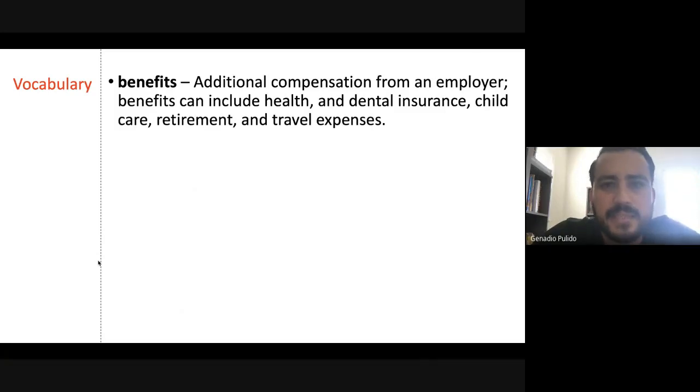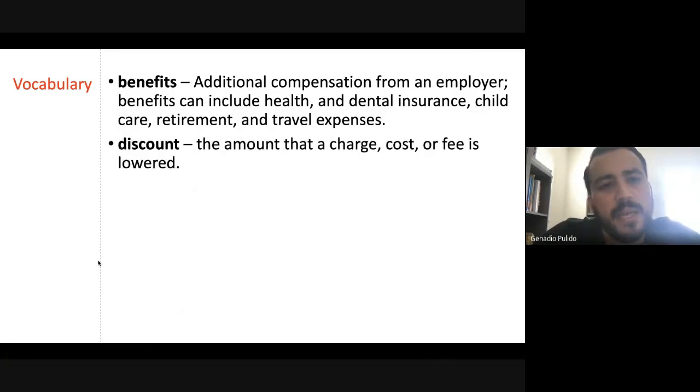Benefits is additional compensation from an employer. Benefits can include health and dental insurance, childcare, retirement, and travel expenses. And a discount is the amount that a charge, cost, or fee is lowered. Okay, so again, pause the video, copy these down, make sure you have those in your notes.